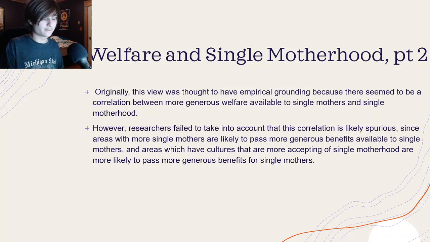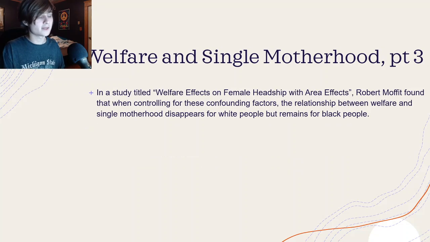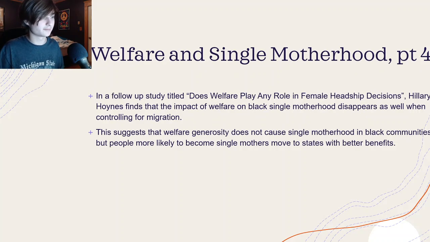So this might be that single motherhood and generous welfare happen to be concurrent with one another because they're caused by a similar underlying factor, without welfare itself causing more single motherhood. In a study titled Welfare Effects on Female Headship with Area Effects, Robert Moffitt found that when controlling for these confounding factors, the relationship between welfare and single motherhood disappears for white people but remains for black people.